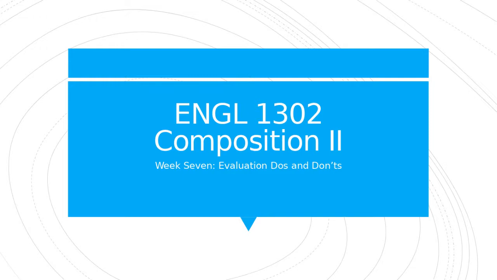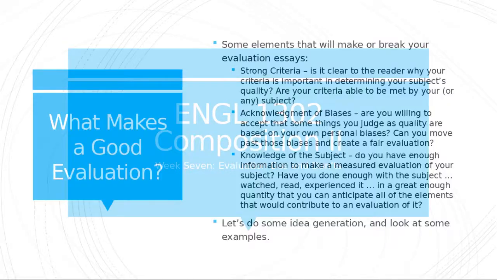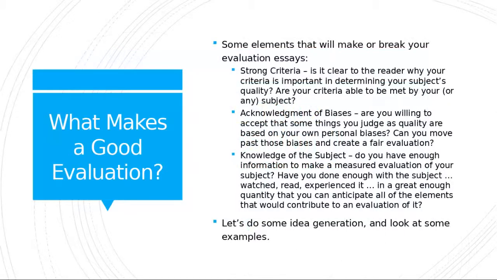By this point, you should have at least found a topic and found something to write about and started composing your criteria for that topic. Okay? Let's take a look at the slides here. So first off, what makes a good evaluation? Some elements that will make or break your evaluation essays include strong criteria. Is it clear to the reader why your criteria is important in determining your subject's quality? Are your criteria able to be met by your or any subject?